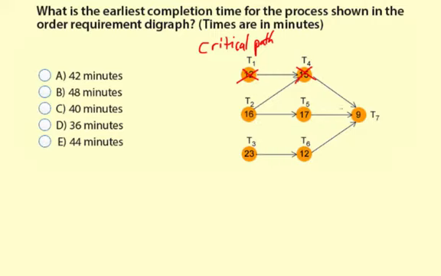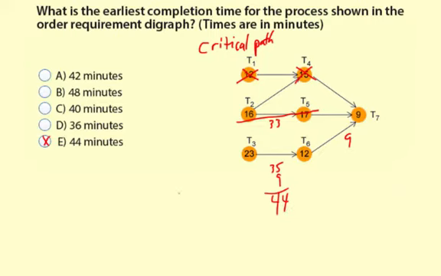There's T2, T5, T7, and T3, T6, T7. So 16 and 17, that is 33, and 23 and 12, that is 35. And since they both end on 9, we're not going to be using this one either, because the 33 is less than the 35, and then you would add 9 to both. So you're just going to add the 35 plus 9, and that is going to be your critical path. So 44 minutes is your critical path.